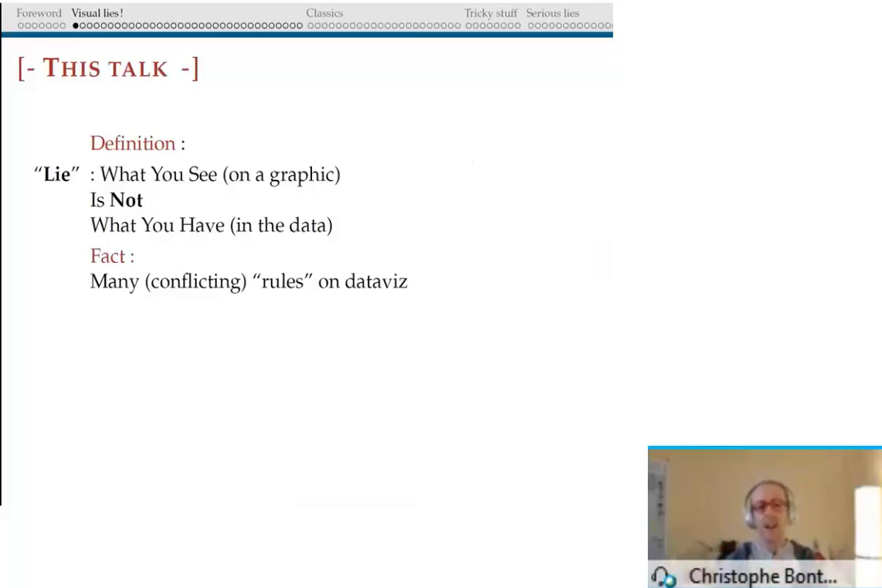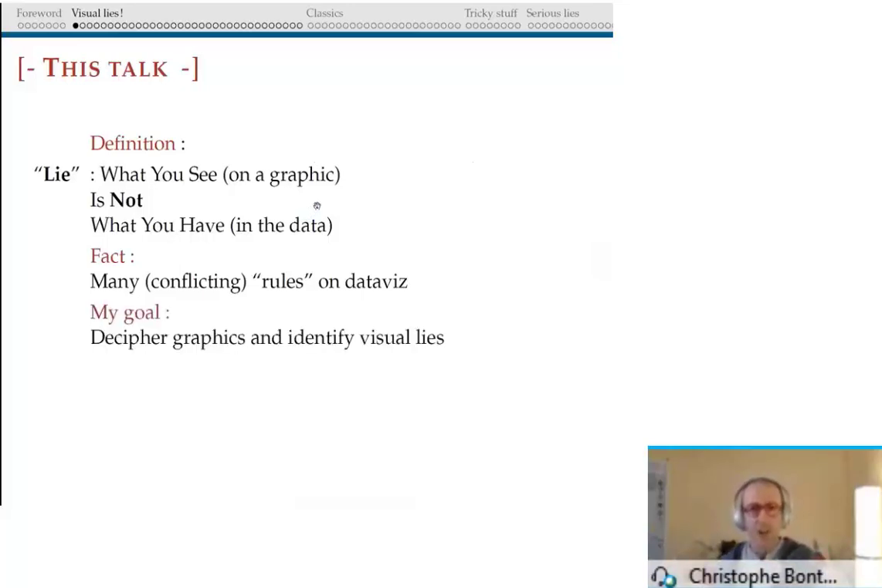But since there are many conflicting rules on data viz, maybe instead of going for rules, we could try to identify the visualies and how, in context, people were playing with the display, with the shape, with any of the visual elements that have been defined in visualization, consciously or unconsciously, to lie to themselves or to lie to others. So I want to decipher graphics and identify visualies. I want you to do that.